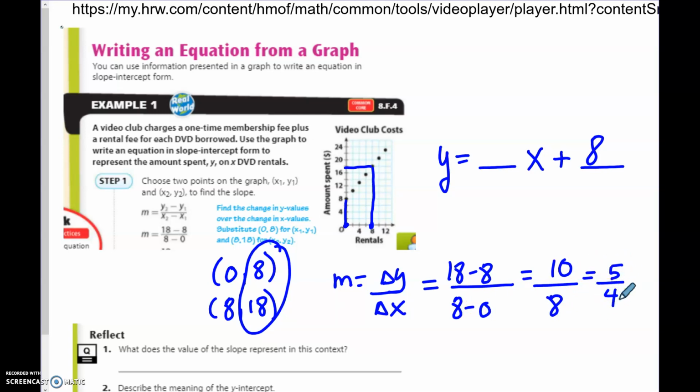So 5 divided by 4, or 5/4, is going to be what we have in here. Now, sometimes some people are going to write that as a decimal. So if you write y equals 1.25x plus 8, that is totally fine.